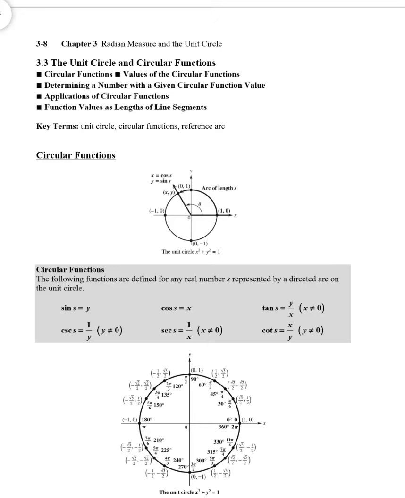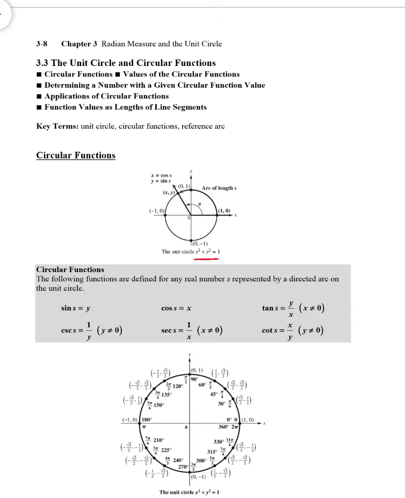Now if you look at the circle here, the unit circle is x squared plus y squared is equal to 1. And the reason why it's called a unit circle is because the radius is 1. Because remember, x squared plus y squared equals r squared is the equation of a circle, and r squared is 1, so that means r is 1. So it's 1 unit for the radius.